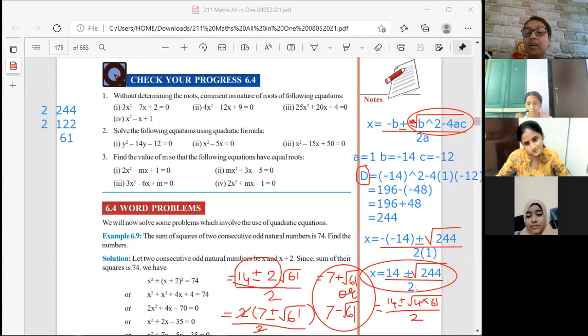And one more thing, you cannot cut this 2 with this 7 here. Remember that. Because you have plus minus here. You don't have multiply here to cut it. Are you understanding? Then here also the same thing.